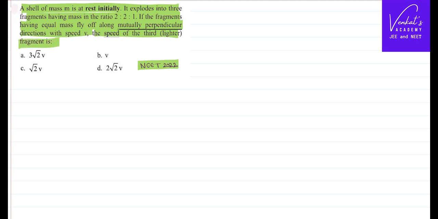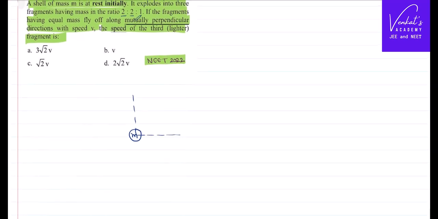or the lighter piece? It's a standard question that we have probably seen many times in classroom practice also. There is a mass m. It is exploded into three pieces. Two of them having masses 2:2:1, that is two 2s and one.